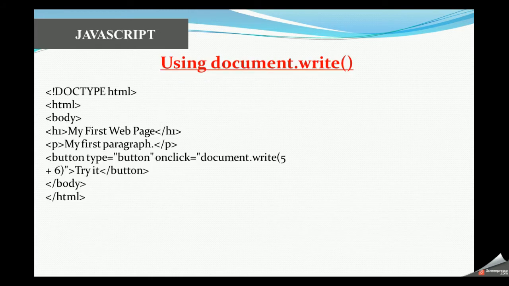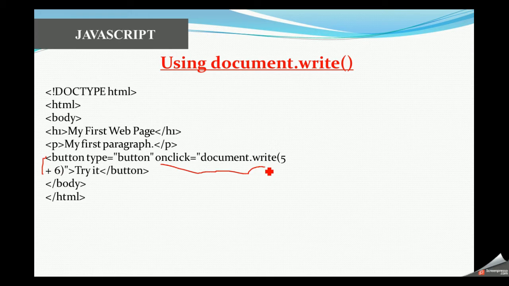Now coming to the second thing. Suppose I want to create a dynamic web page, and in that I want that after clicking we get some different output. Over here you see what you have done: button type equal to button, and onclick. As soon as you click, onclick is an event.